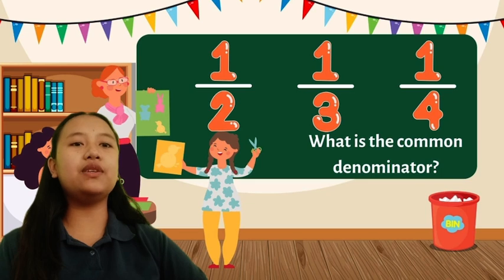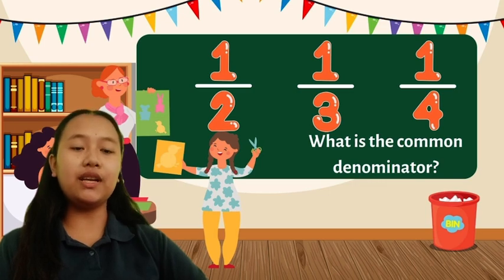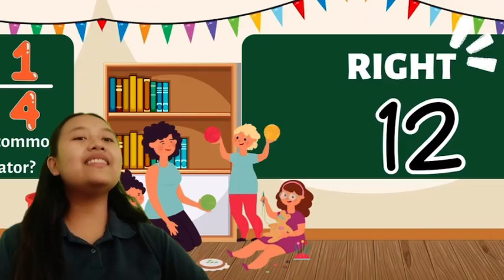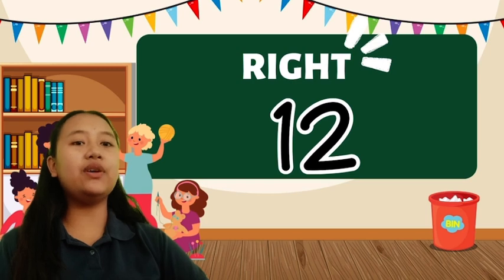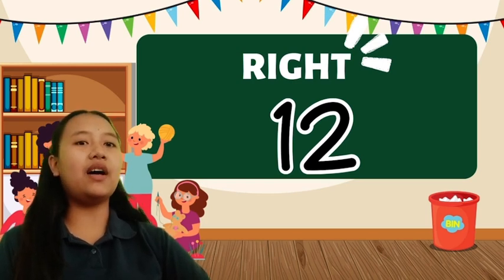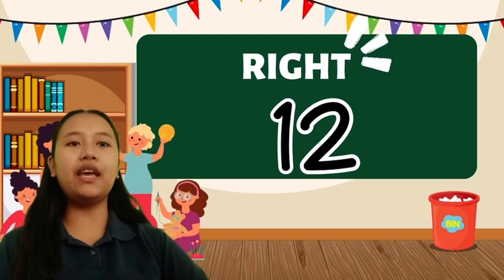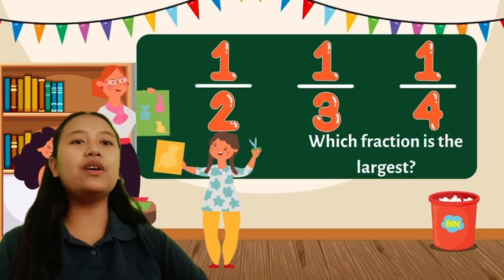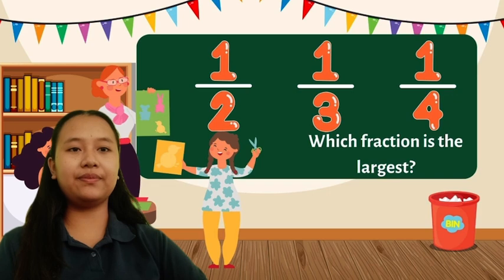I want you to use the fraction bars and number lines to tell me which fraction is the largest. There, you have the values of 1/2, 1/3, and 1/4. Can anyone tell me what the common denominator is? That's right. Can you explain how you got 12? Very good. Now that you have found the common denominator, which group can tell me what's the largest fraction?